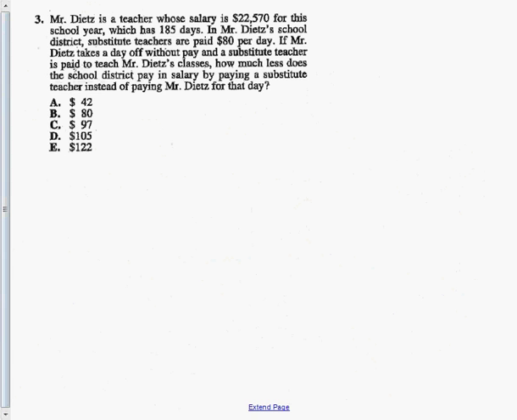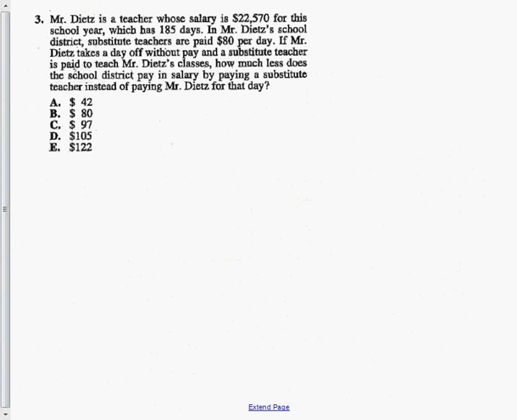Okay. Number 3, Mr. Dides is a teacher whose salary is $22,570 for this school year, which has 185 days. In Mr. Dides' school district, substitute teachers are paid $80 per day. If Mr. Dides takes a day off without pay, and a substitute teacher is paid to teach Mr. Dides' classes, how much less does the school district pay in salary by paying a substitute teacher instead of paying for Mr. Dides' salary for that particular day?